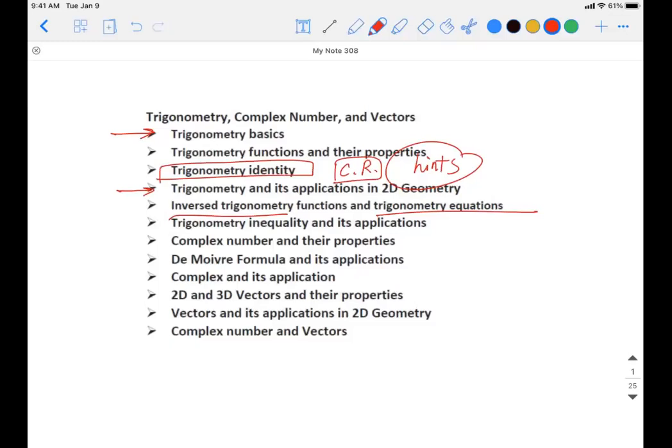And also, we're going to talk about some trigonometry equations and trigonometry inequalities. Equation and inequality are pretty much the same thing. You have a trigonometry expression on the left. Equation means equals 0, and inequality means either greater than 0, less than 0, and so on. We're going to have a look at how you deal with all those problems.